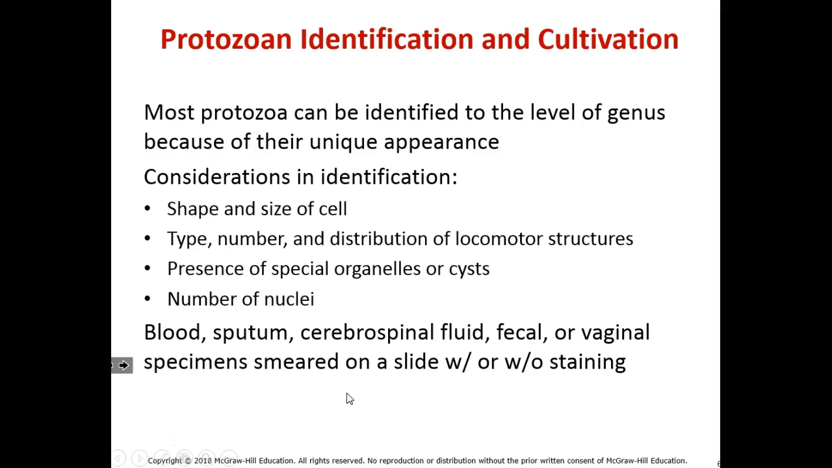Most protozoa can be identified to the level of genus because of their unique appearance. Considerations in identification: shape and size of cell, type, number, and distribution of locomotor structures, presence of special organelles or cysts, number of nuclei. Blood, sputum, cerebrospinal fluid, fecal or vaginal specimens are smeared on a slide with or without staining.